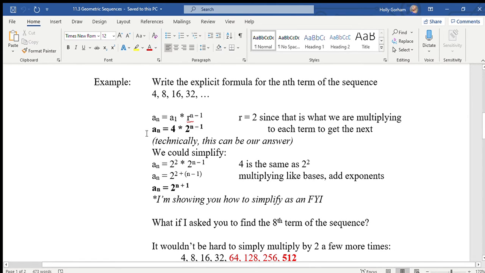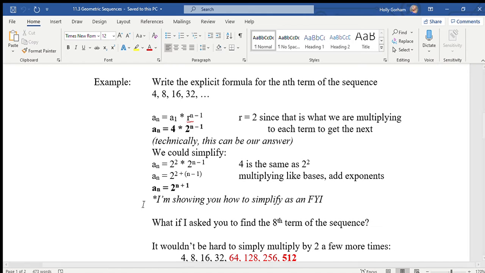Now, technically, we can leave it as this, and that is totally acceptable, and you are totally allowed to do that. However, I'm just showing you how you could simplify further. So if you want to take a moment to look at how we would simplify that, you can look at that.